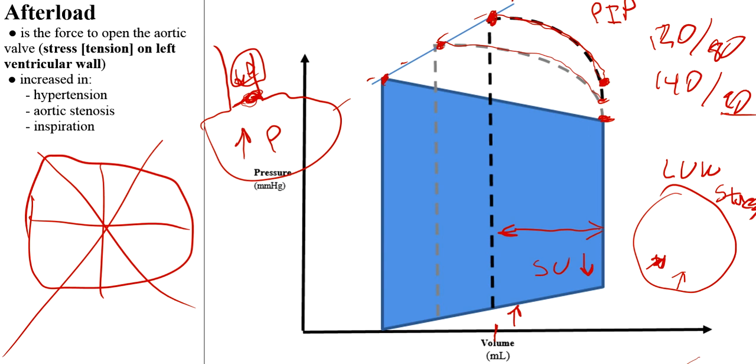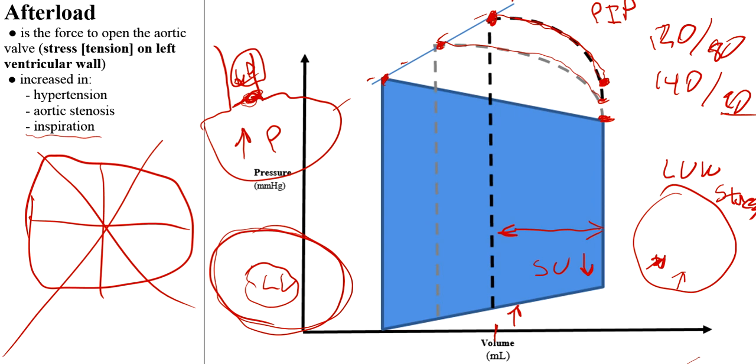One other thing that I want to mention: inspiration increases afterload also. This is a little bit harder to understand, so I'm going to draw two circles to help you understand. Let's pretend that this first circle is the left ventricle, and then this is the thorax. This is what houses our lungs and our heart.